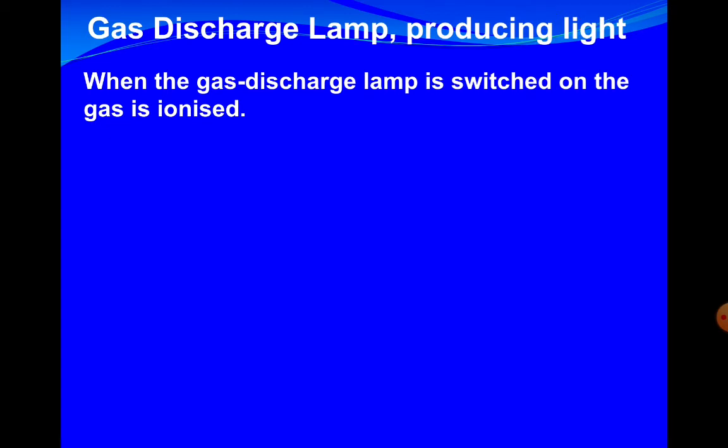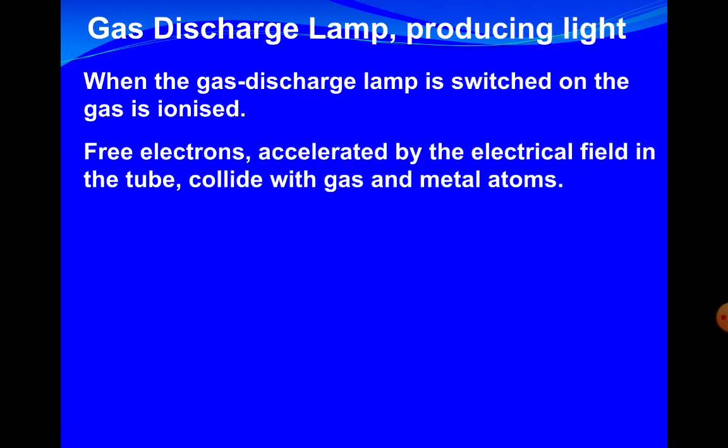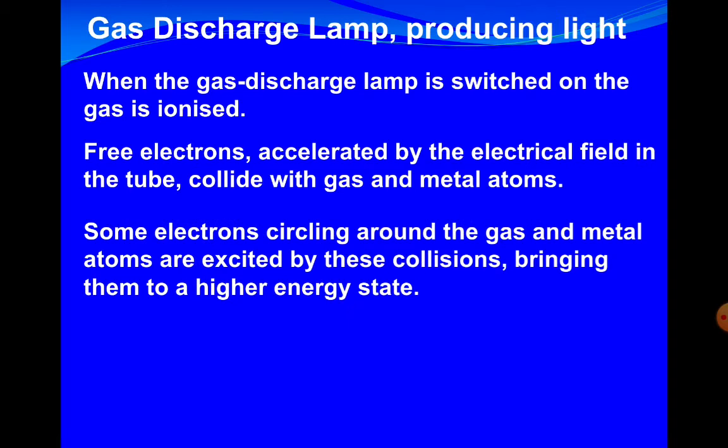When we have a gas discharge lamp, it produces light. When the gas discharge lamp is switched on, the gas is ionized. Free electrons accelerated by the electric field in the tube collide with the gas and the metal atoms. Some electrons are circling around the gas and metal atoms. They are excited by these collisions, bringing them to a higher energy state.